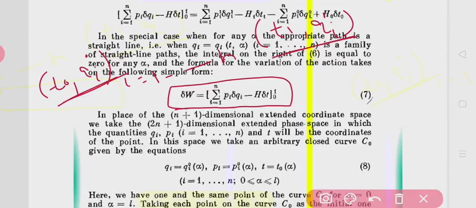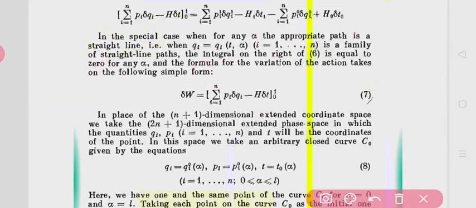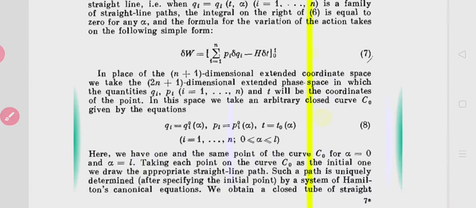That means one more coordinate will be there, t naught, qi naught and this pi. That means t, qi and pi will be the coordinates of the point. So that thing I am considering here, you can check. In place of the n plus 1 dimensional extended coordinate space, we are taking that to n plus 1 dimensional space, in which the quantities qi, pi and t will be the coordinates of the point. Okay.